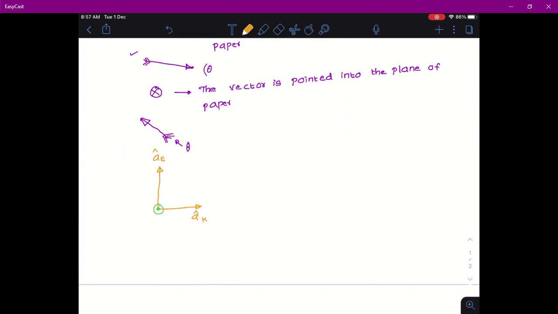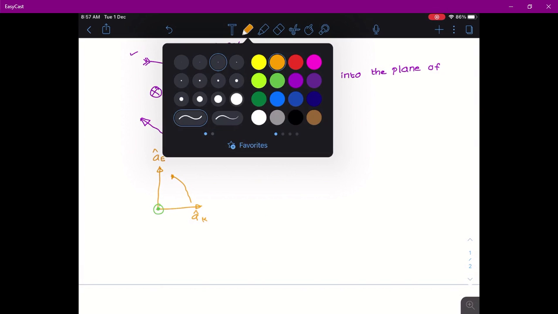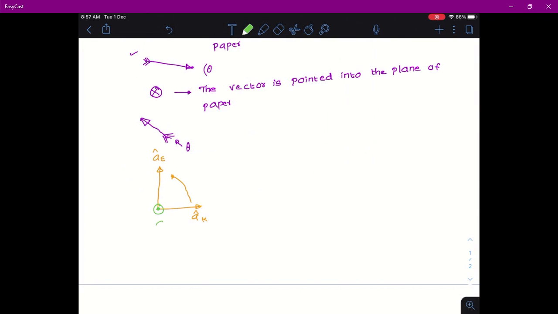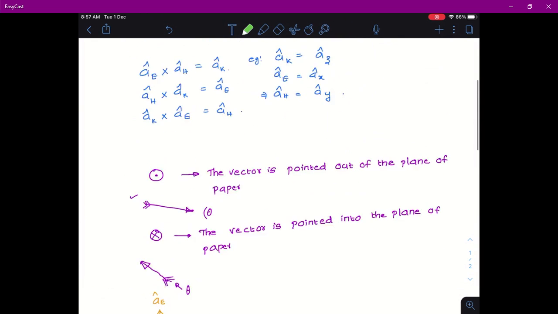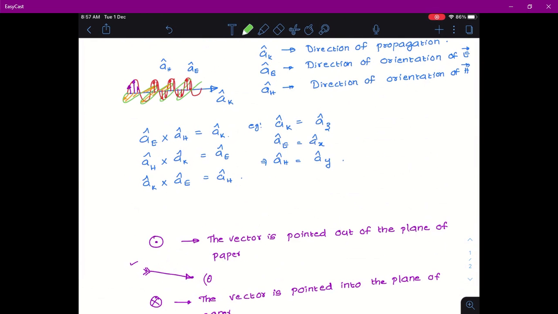Okay, so you curl the fingers of your right hand from A_K to A_E, then your thumb will point in one direction, and that direction is your A_H cap. Similarly, for all these combinations, you curl your fingers from A_E to A_H, then the direction of the thumb will give you the direction of A_K cap.